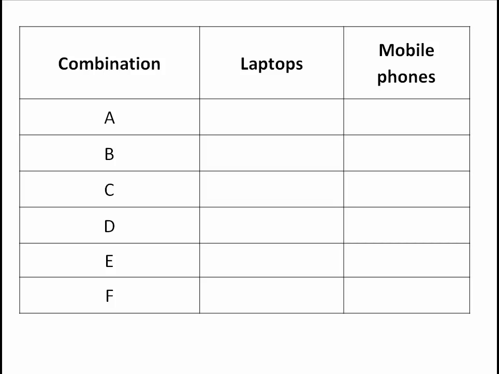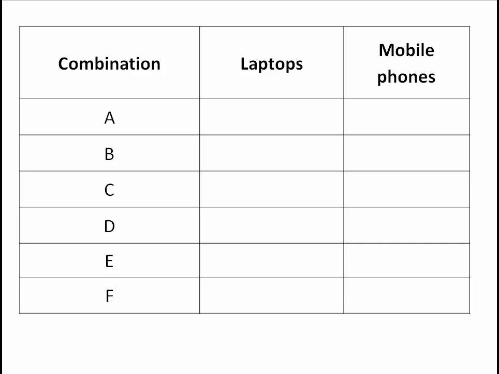Welcome to the country Xanada. For Xanada, we're going to draw the PPC line. First of all, you have to understand where the information comes from. In this case, Xanada is a country that can produce two things: laptops and mobile phones, right? But they can't produce an infinite amount of both because they have a limited amount of resources.